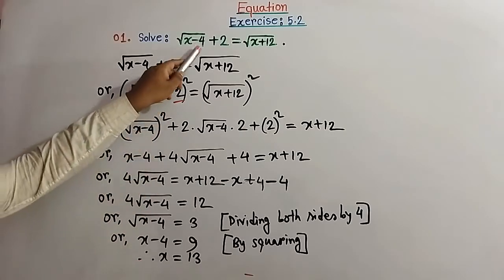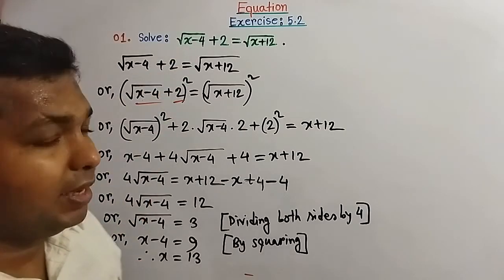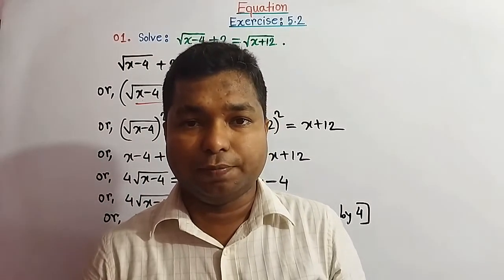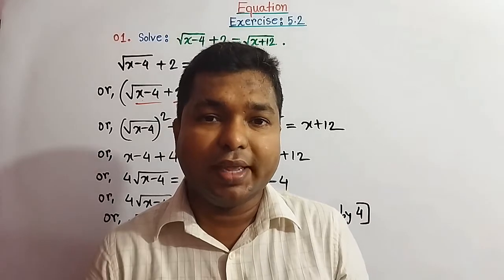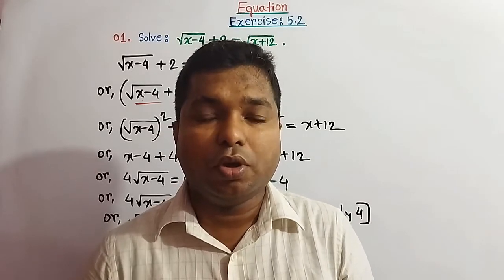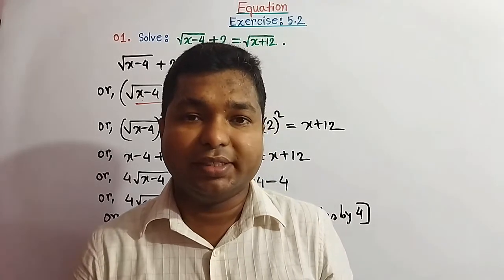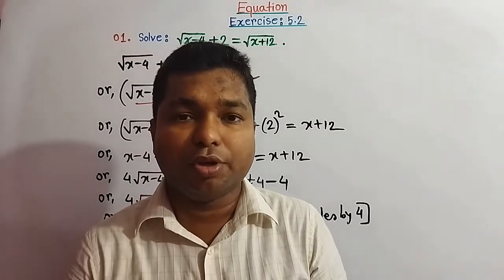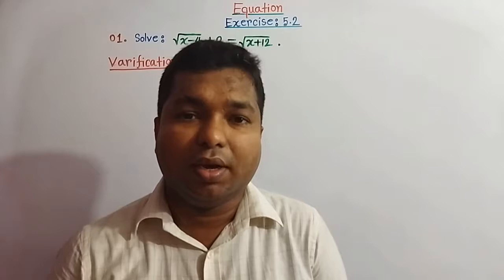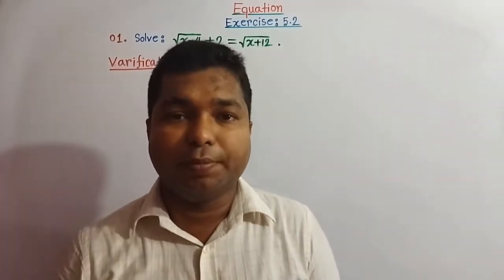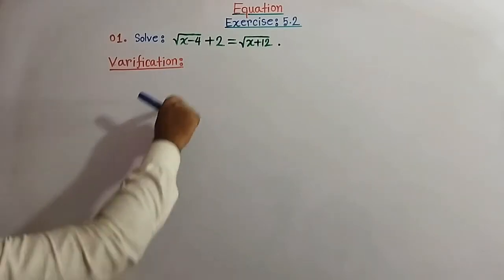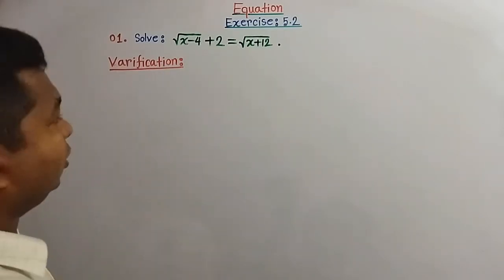But for this type of equations involving radicals, sometimes not all the roots satisfy the equation. Those roots are called extraneous roots. So we have to test all the roots, whether they satisfy the equation or not. So we have to show the verification of the equation. Now we show the verification of this equation. Here we have only one root of this equation, and that is x equal to 13.